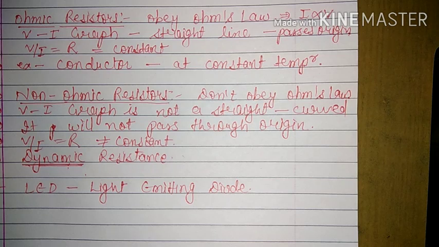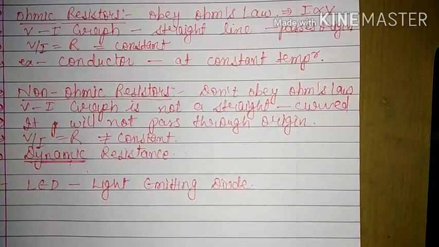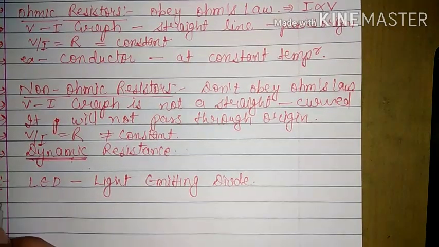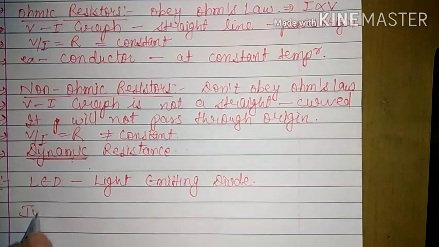It is also used in traffic signals and camera flashes, etc. We know about LED. So in LED, dynamic or non-ohmic resistors are used. And the second example given is junction diode.